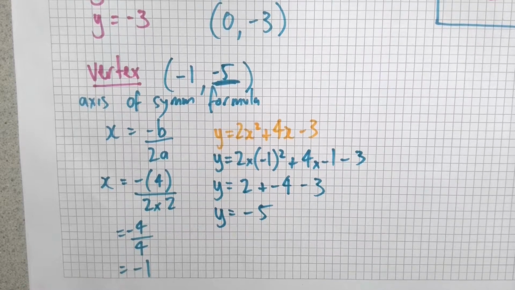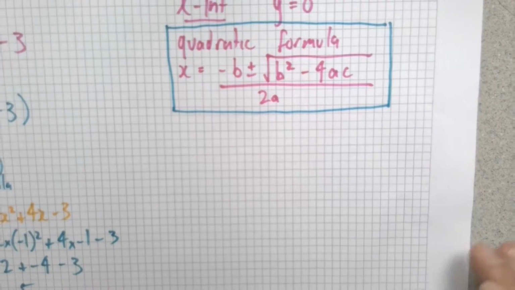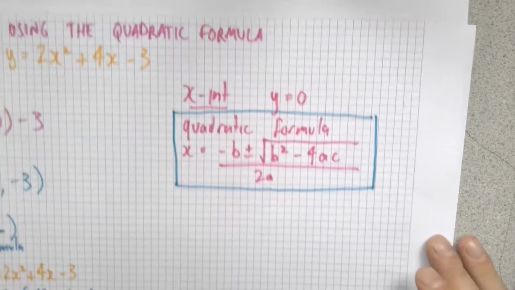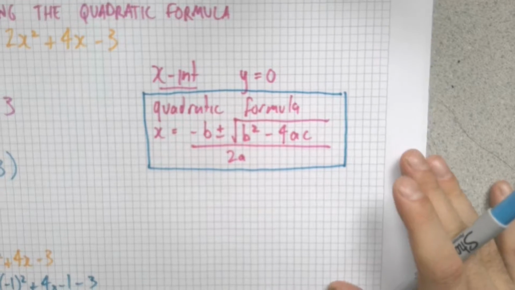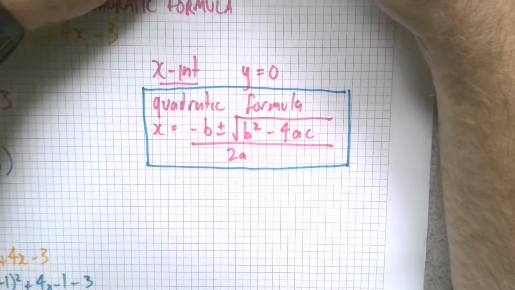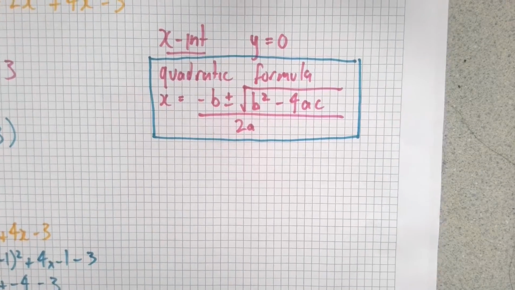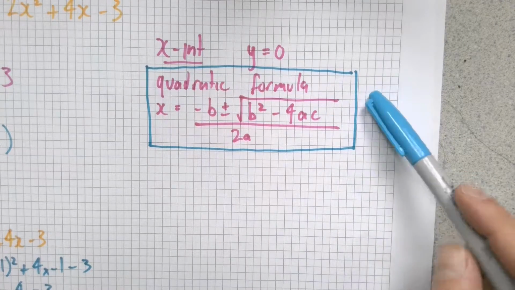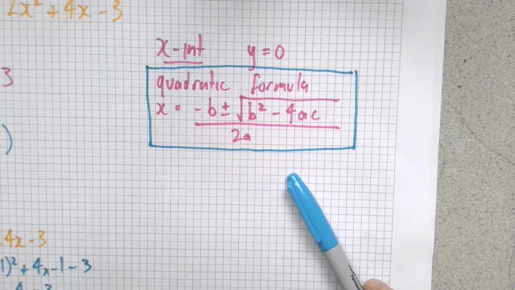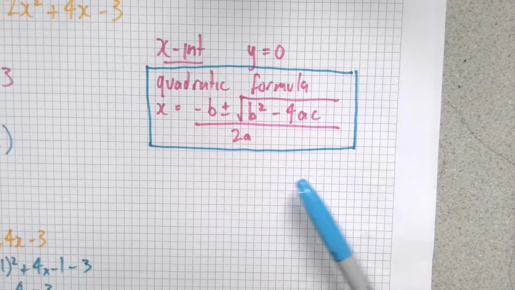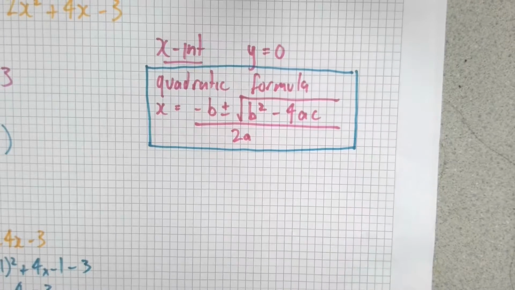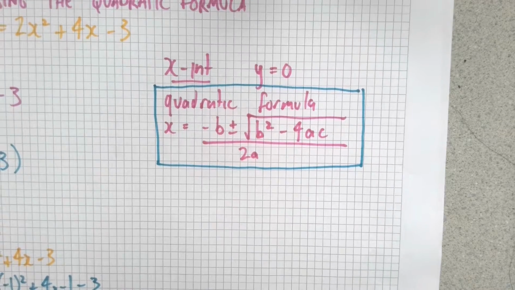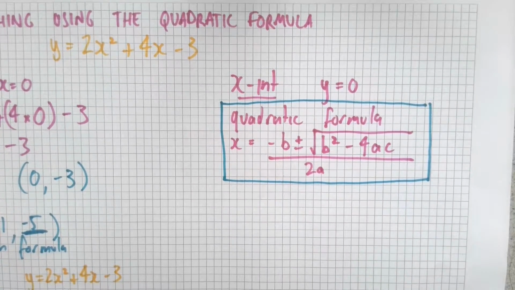Okay, now I'm going to go ahead and show you how to use the quadratic formula to work out the x-intercepts. Now this equation I've given you has two x-intercepts. There is a way of looking at it and determining how many x-intercepts, but for the example of this equation, you just need to trust the process a little bit. I'm giving you an equation that has two x-intercepts.